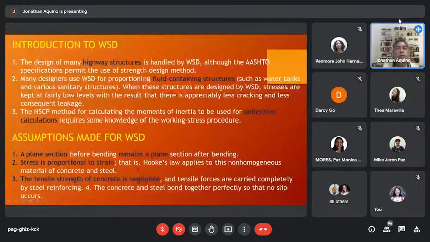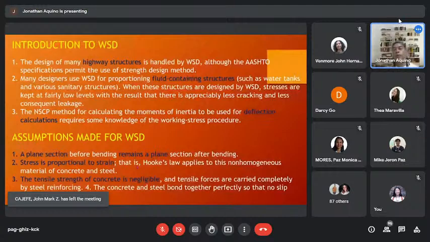The third assumption is the tensile strength of concrete is negligible. Although there is a tensile capacity of concrete, normally around 10% of the compression strength.